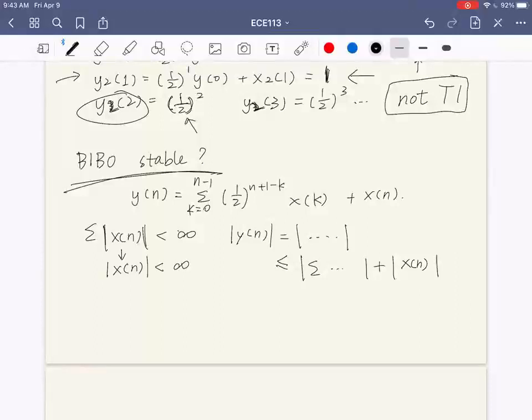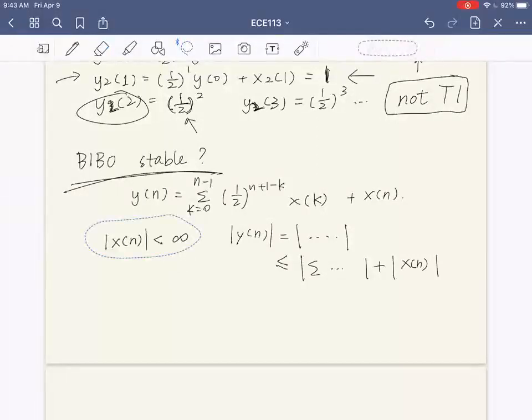All right. I think you are right. So the definition should be this. Let me check it real quick. Yes, you're right. So when the absolute value of x of n is finite, we get a finite output as well. Thank you for pointing that out.